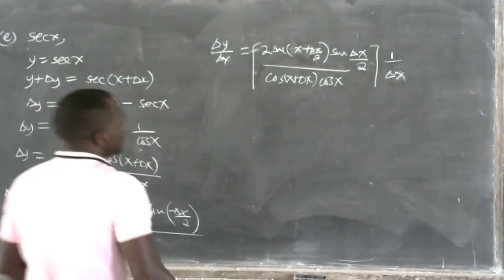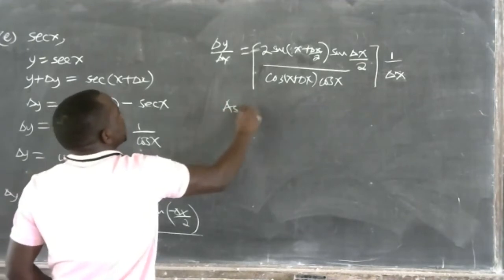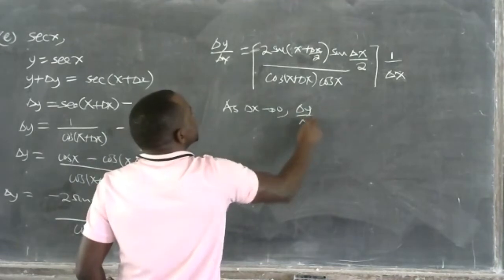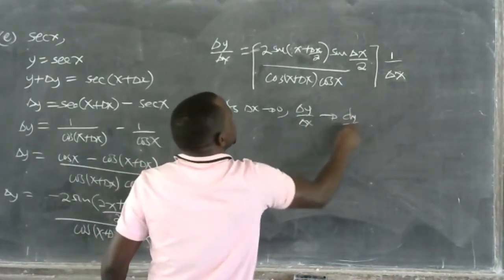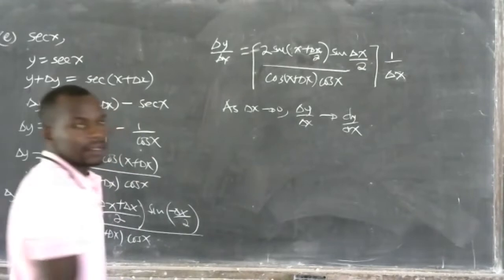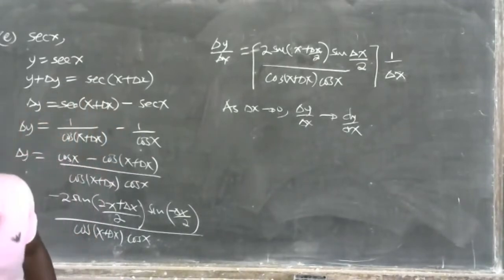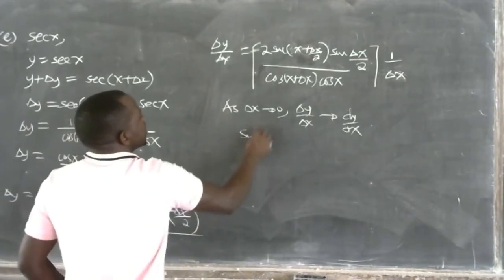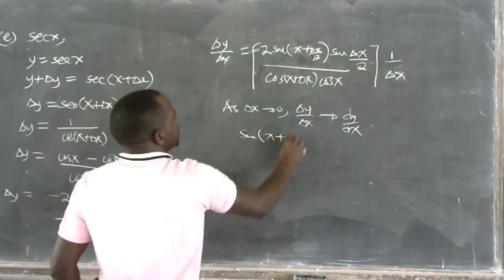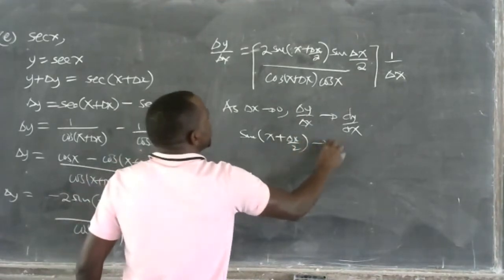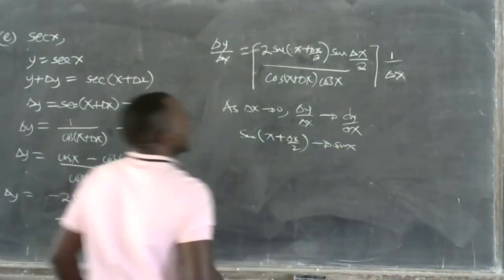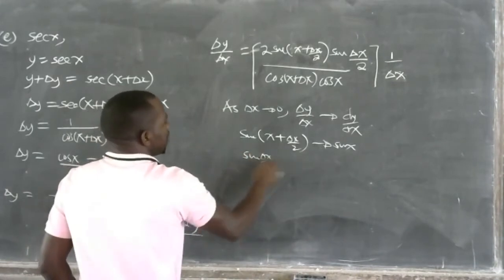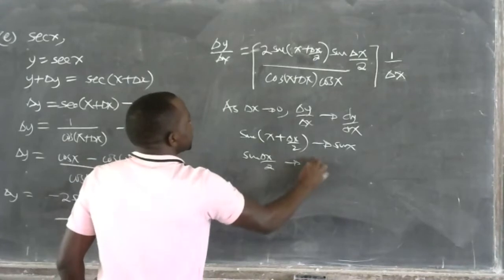Come and make your assumption. You say as change in x tends to 0, change in y over change in x becomes dy dx, the actual gradient. Then the sin of x plus change in x out of 2 becomes sin of x. Sin of change in x out of 2 becomes change in x out of 2.